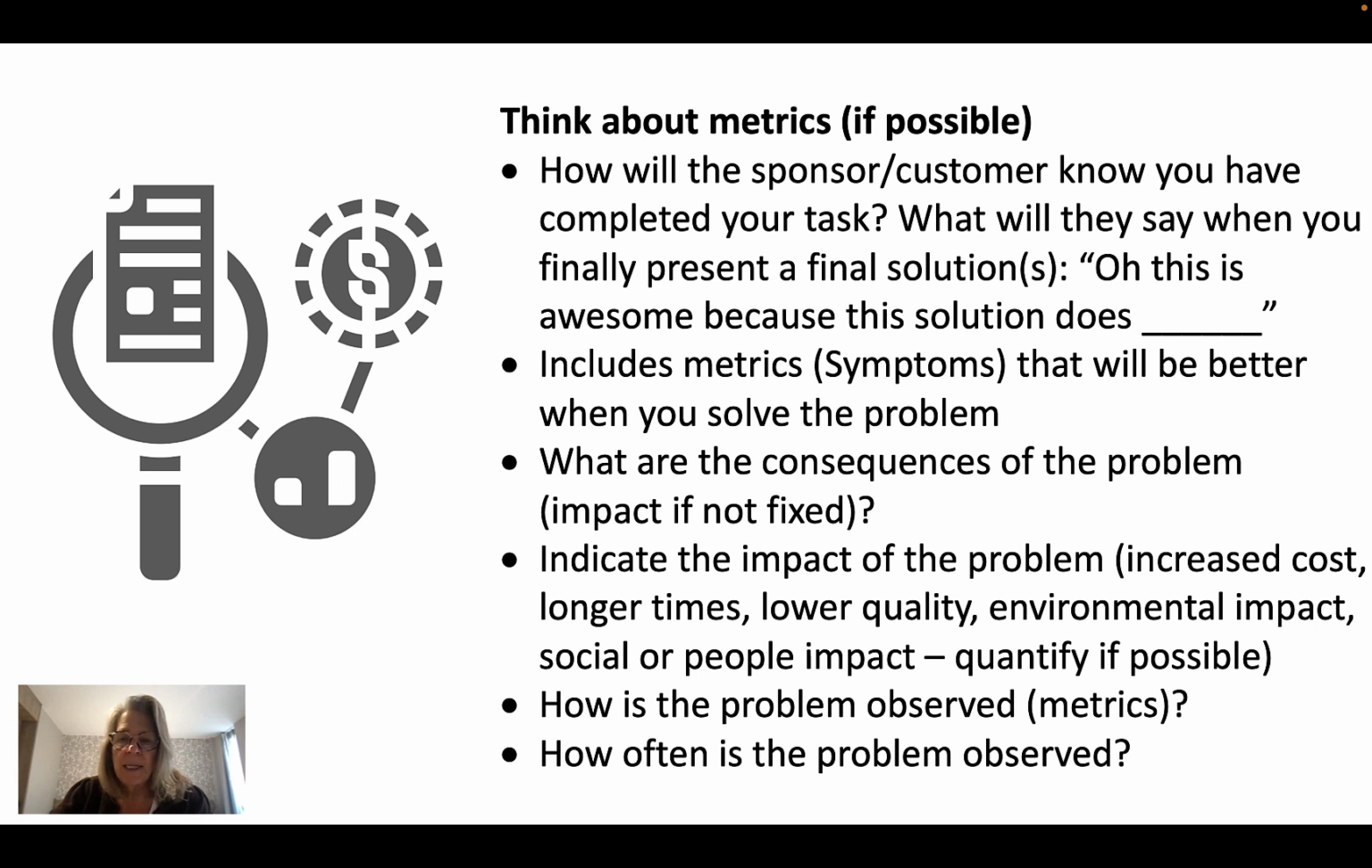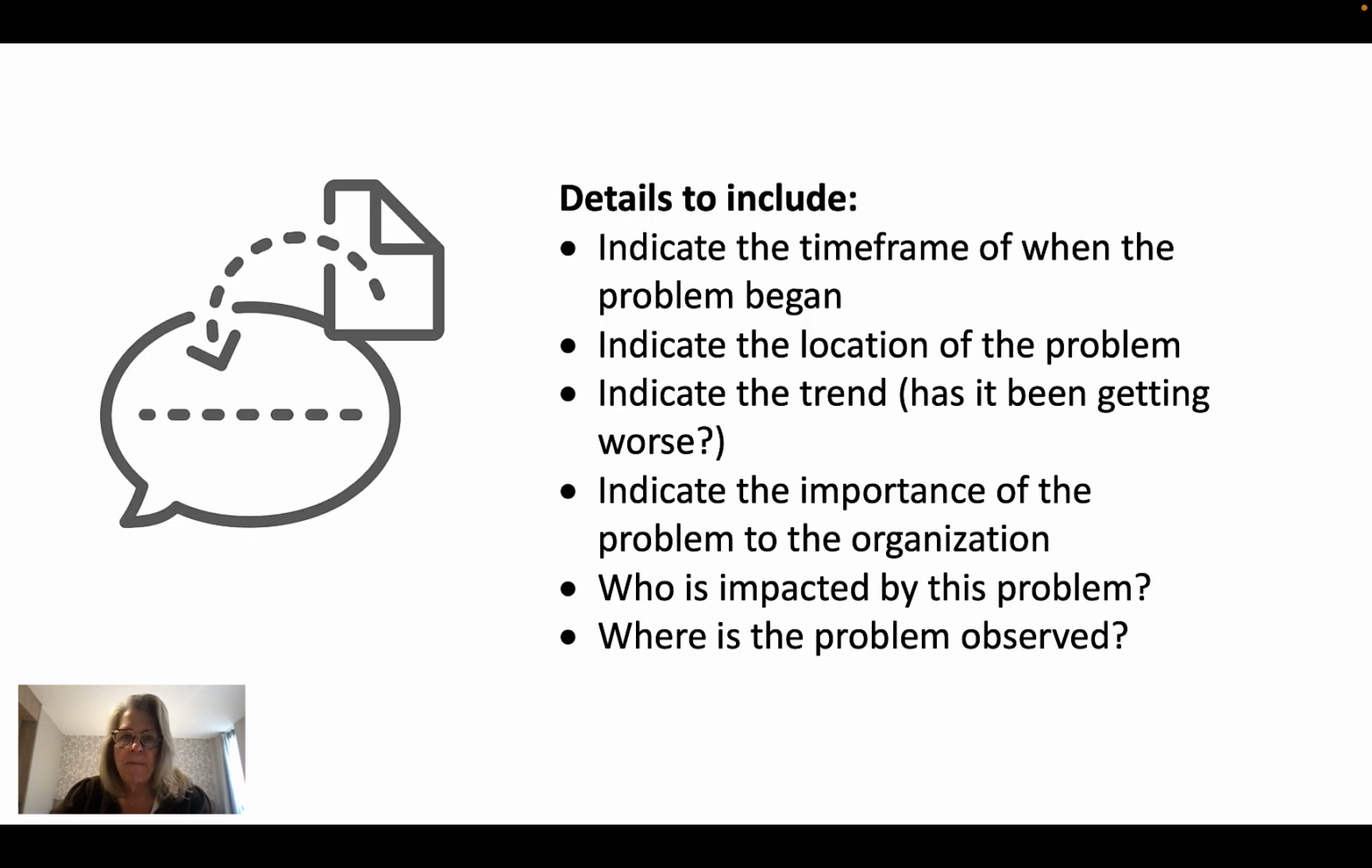So we also want to indicate the impact of the problem. Will it increase costs, longer times, lower quality, environmental impact, maybe people are impacted? And how will the problem be observed? Like, what can you see that's going to be happening? And how often is the problem observed? All these have to do with measuring something. There are some details that you really need to include. Indicate a time frame for when the problem began. Indicate the location of the problem. Indicate the trend. Has it been getting worse? Indicate the importance of the problem to the organization, who's impacted, and where the problem is happening.